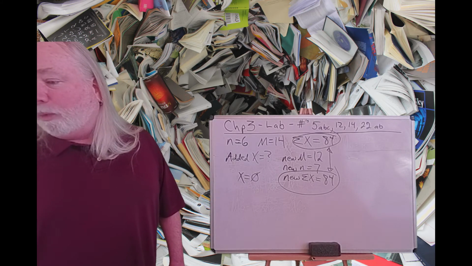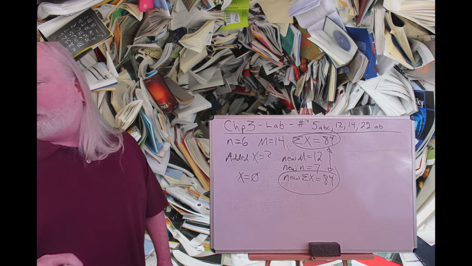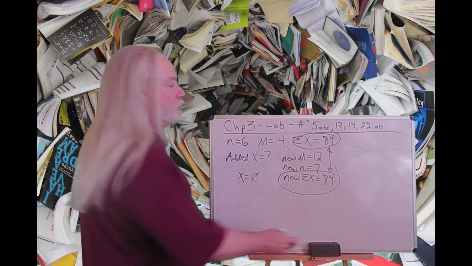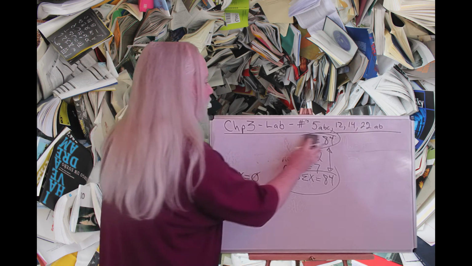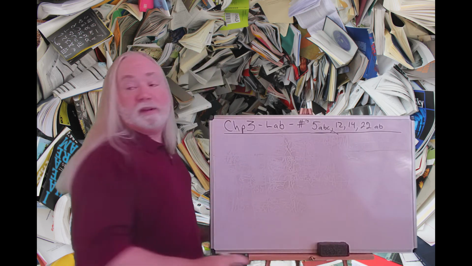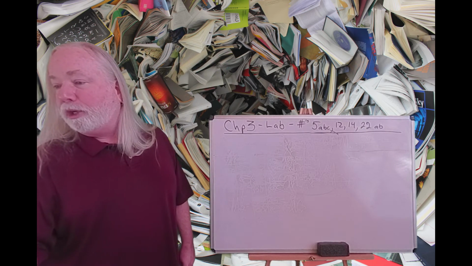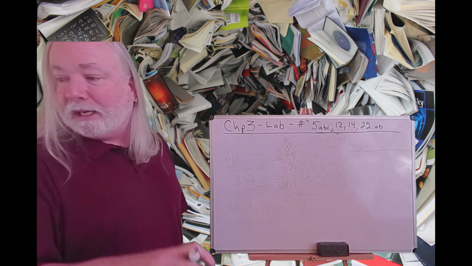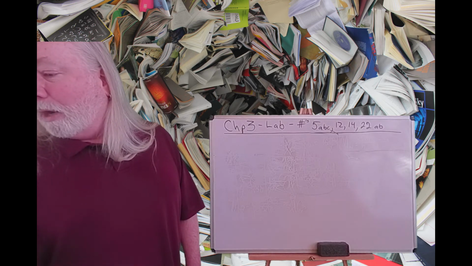And then lastly, question number 22, parts A and B. We've got a frequency distribution table given to us there. And it's asking us to find some calculation values out of it. So the first thing it wants us to do is to find the mean, the median, and the mode.